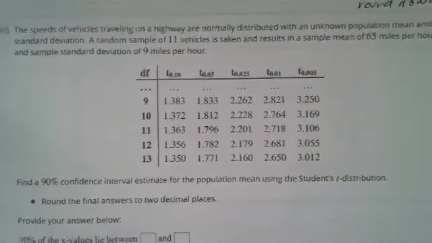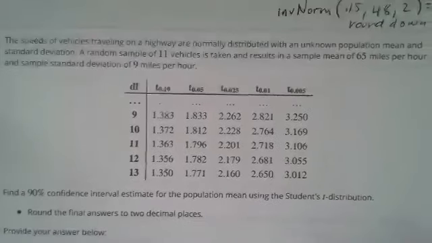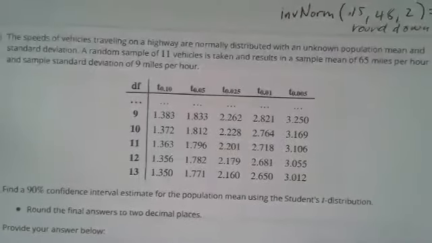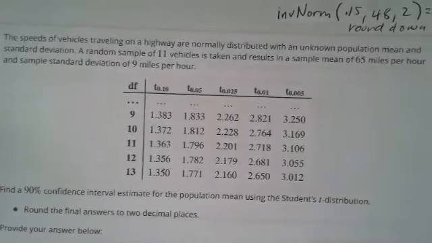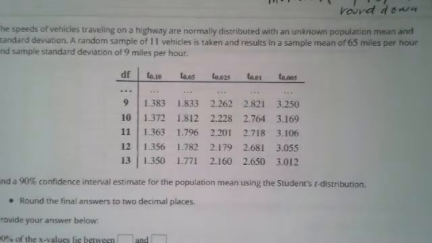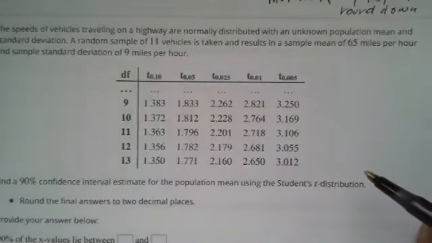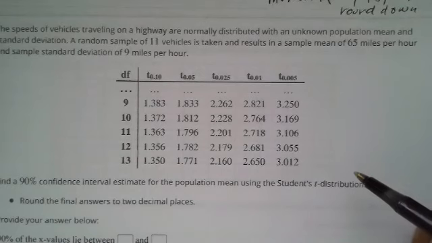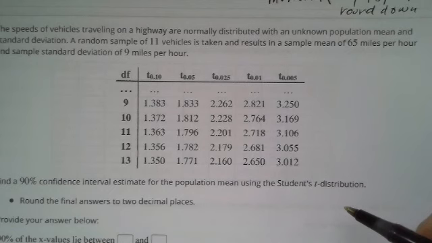Okay. And then here we have the speed of vehicles traveling on a highway are normally distributed. A random sample of 11 vehicles is taken and results in a sample mean of 65 miles per hour, and a sample standard deviation of 9 miles per hour. So then we say find the 90% confidence interval estimate for the population mean using the student's t distribution.